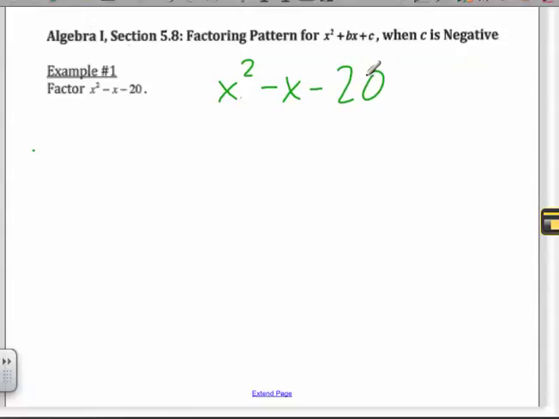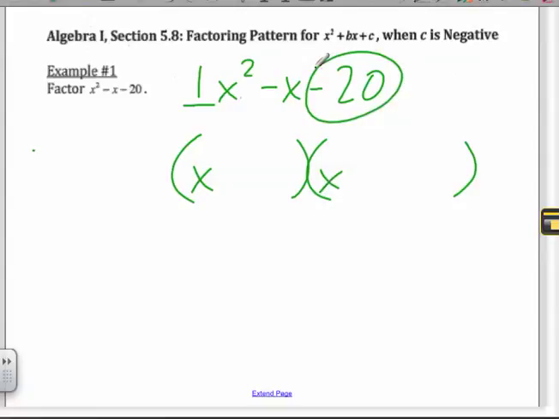Okay, there we go. Now, we know that since the coefficient of x squared is 1, it's just going to be x and x. We did that yesterday. That's easy enough. But when I look at this constant term, I see that it's a negative 20. That means of the factors of negative 20, one is going to be negative and one's going to be positive. So I can have negative 1 and positive 20, or 1 and negative 20. Both of those give me negative 20 when I multiply them.